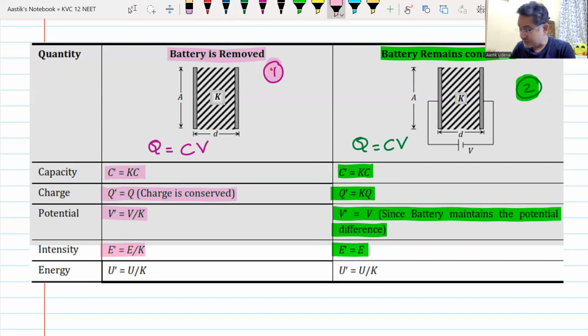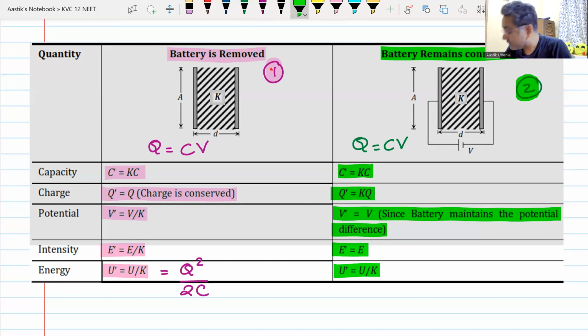And the last and the most important point: here energy becomes 1 by K times, because I can use the formula Q squared by 2C. Try to understand the formula Q squared by 2C, because Q is same for the capacitor before the dielectric and after the dielectric. I can write that the energy is inversely proportional to capacitance.